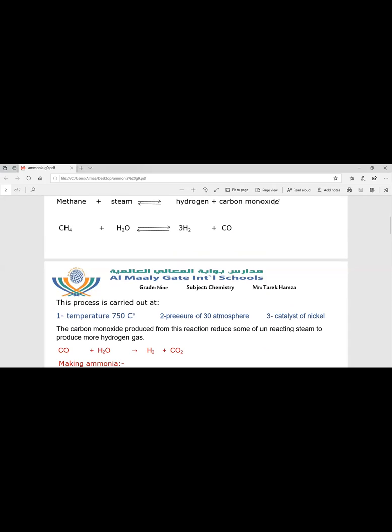The carbon monoxide produced from the reaction reacts with some unreacted steam and produces excess hydrogen gas. This is represented by the following equation: CO, carbon monoxide, plus H2O, excess steam, produces hydrogen gas, H2, plus carbon dioxide, CO2. This is the first point of this lesson.